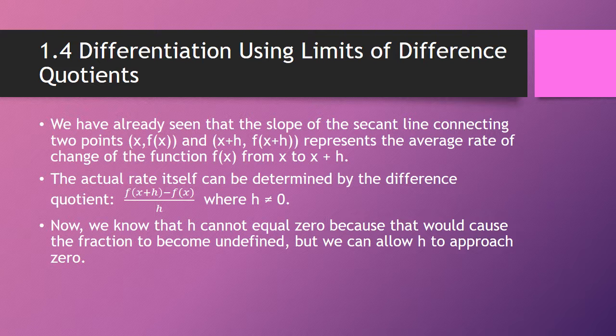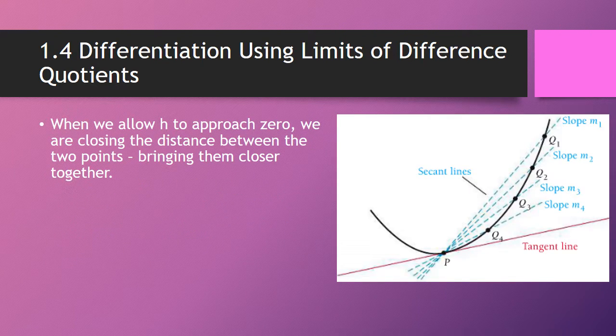Now, we know that h cannot equal 0 because that would cause the fraction to become undefined. But we can allow h to approach 0. In other words, we can take the limit as h approaches 0. Now, when we allow h to approach 0, what we're doing is closing the distance between the 2 points. We're bringing them closer together.